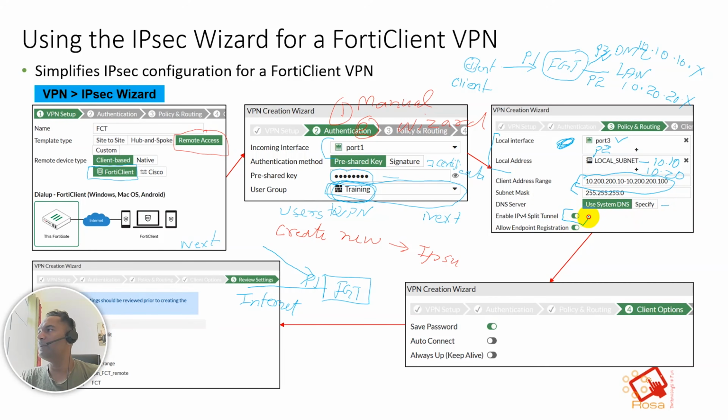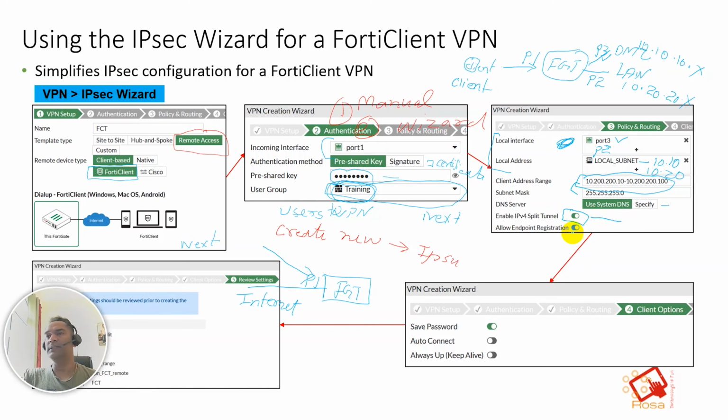Enable IPv4 split tunnel. This is important. Once you enable split tunnel, only the subnets that are part of this local address and that you define under the split tunnel will go through the FortiClient VPN, and the rest will go to the internet via their normal default gateway. So it is like these routes will also be pushed to the client. Once you enable IPv4 split tunnel, you have to define the subnets that are allowed under the tunnel.